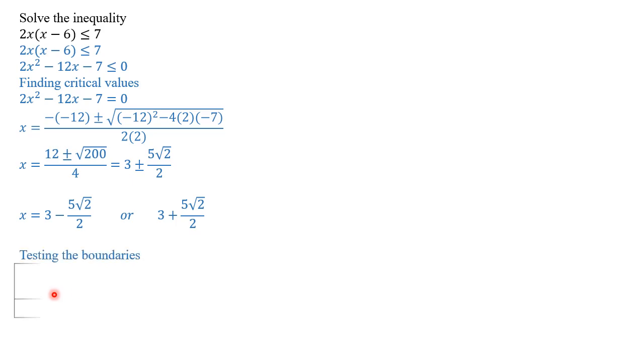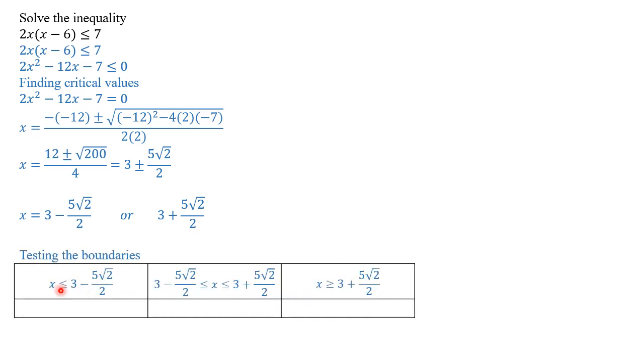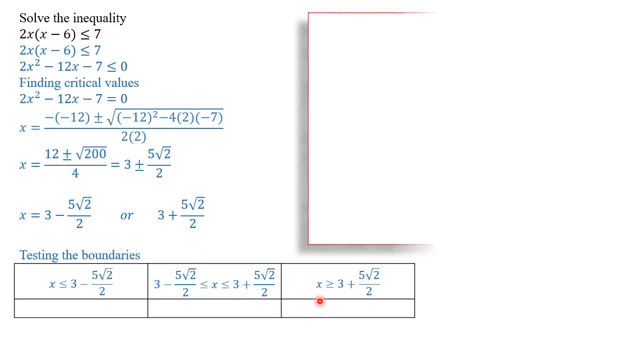So now we go to the table of values and we need to test. We start with x less than or equals to 3 minus 5 root 2 over 2. Then the smallest critical value less than or equals to x less than or equals to the next critical value, this one. Then x greater than or equals to the last, larger critical value. You can see there is an equals to here, because we are using less than or equals to, so when joining our boundaries we use or equals to. Alright, so now we are testing these three regions.